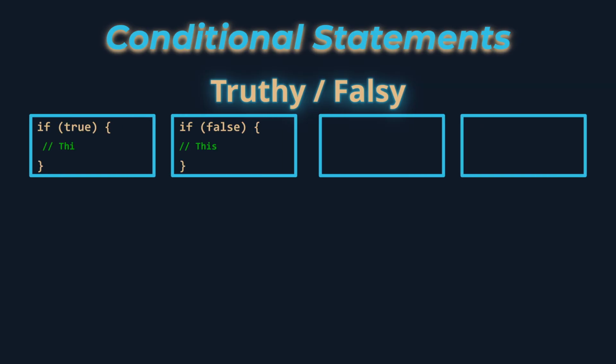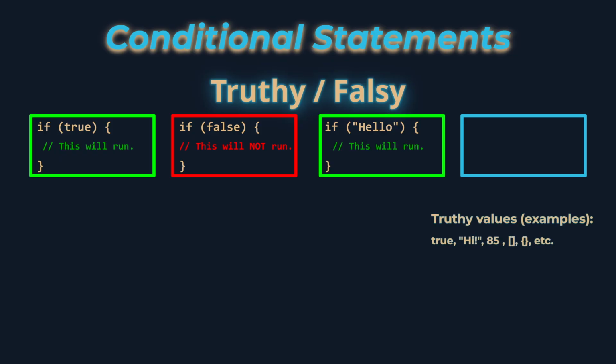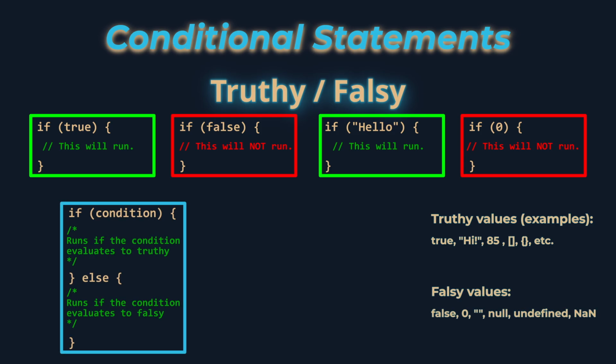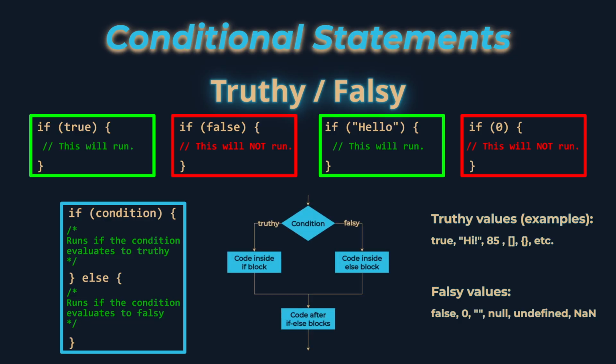Normally, we think of an if statement checking true or false. But in JavaScript, the condition doesn't have to be literally true or false. Any value that is considered truthy will also make the if block run. And if the value is falsy, like 0, the block won't run. So the condition can be any expression. If it evaluates to truthy, the if block runs. If it evaluates to falsy, the else block runs.